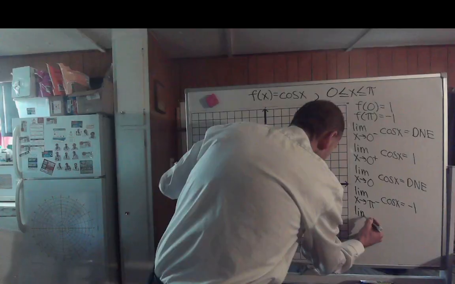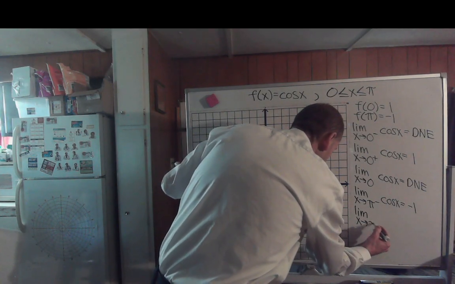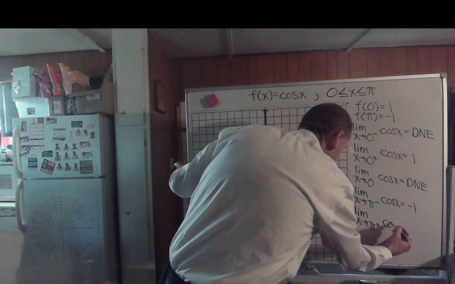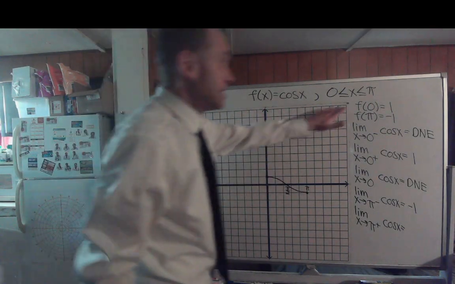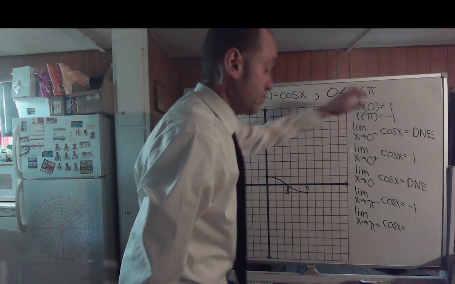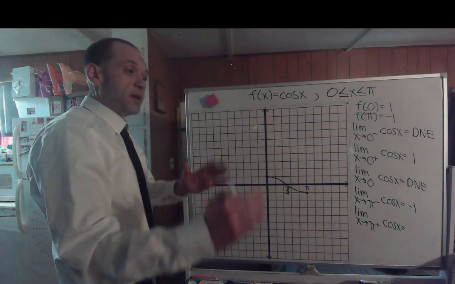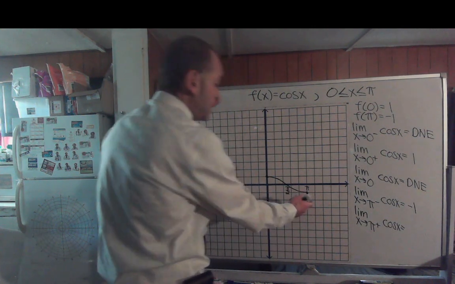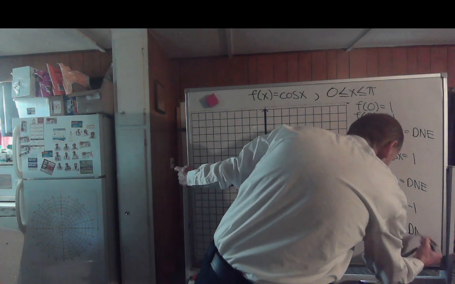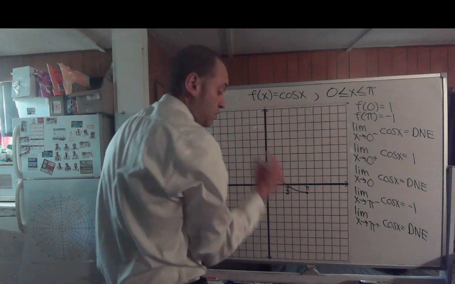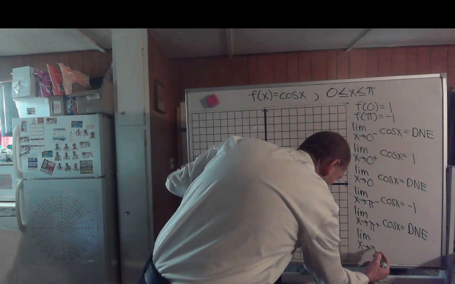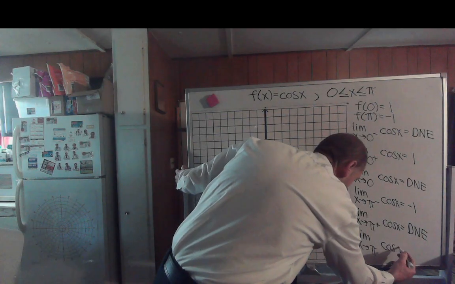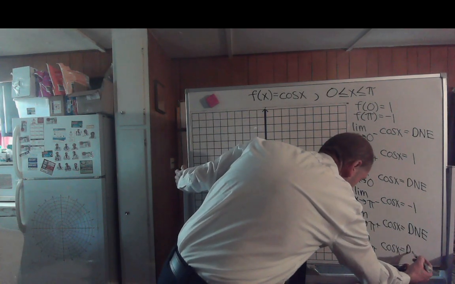However, let's take the right-handed limit. The limit as x approaches pi from the right of this particular function would normally also be -1, but the domain is restricted where it only goes from 0 to pi. Pi from the right means we have values of x greater than pi, which in this case is undefined, which means the right-handed limit in this case fails to exist. So that means that the general limit as x approaches pi for this function cannot exist, because the right-handed limit doesn't exist.